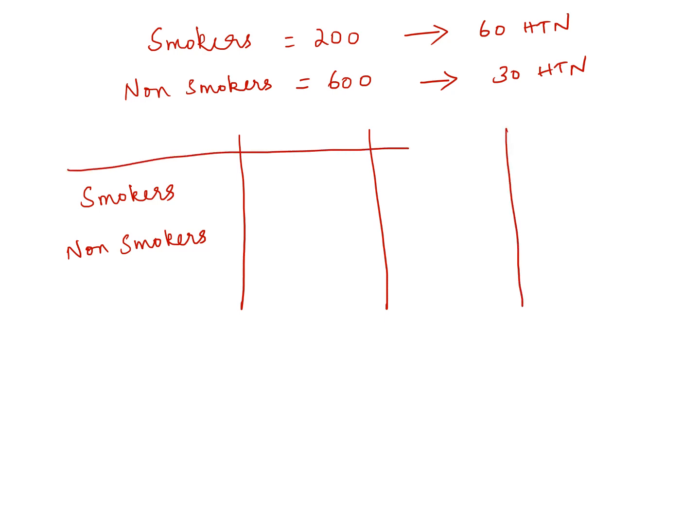Now the deceased individuals, that is those who have developed hypertension, and this will be the non-deceased individuals, those who did not develop hypertension. And here this will be the total.